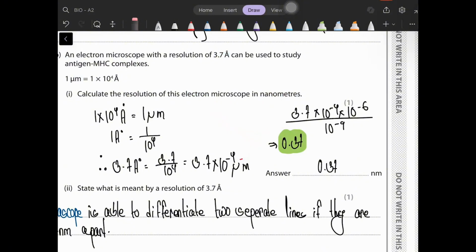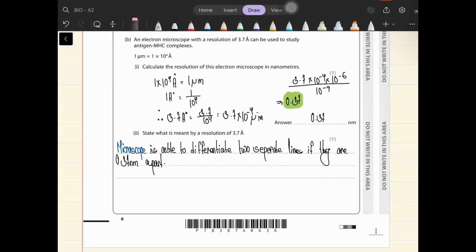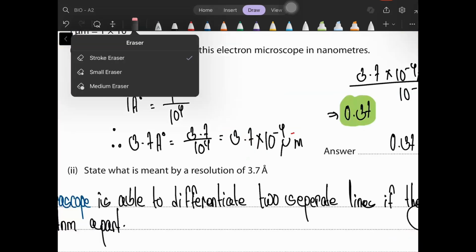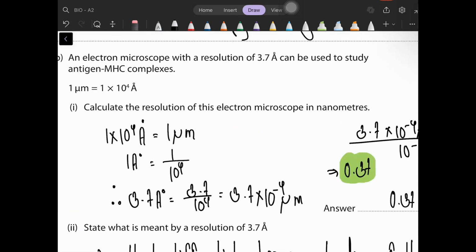Right, so state what is meant by a resolution. So what is meant by a resolution? It means that the microscope can identify between two separate lines that are 3.7 Å or 0.37 nanometers away. So what basically is this resolution, right?